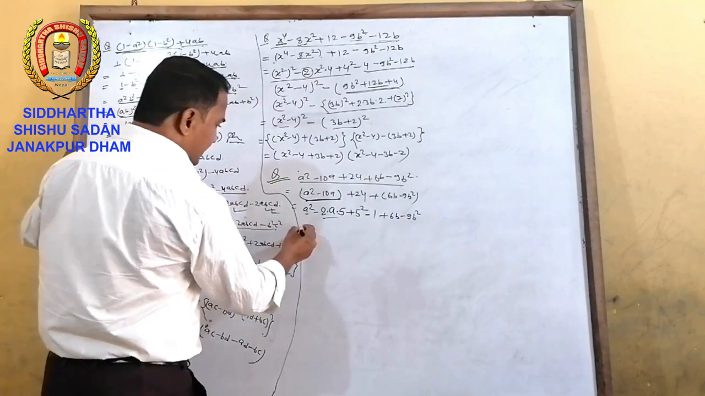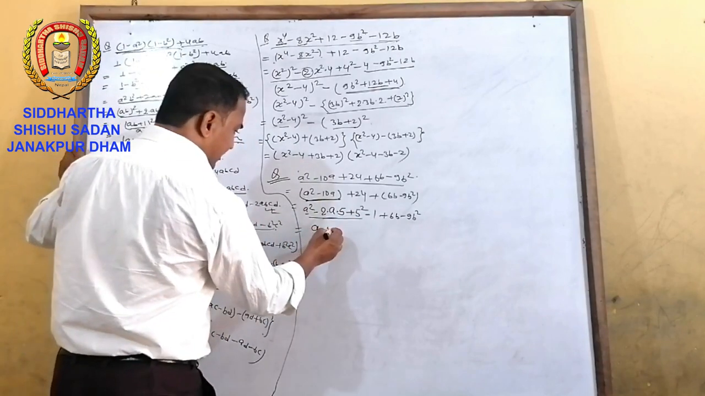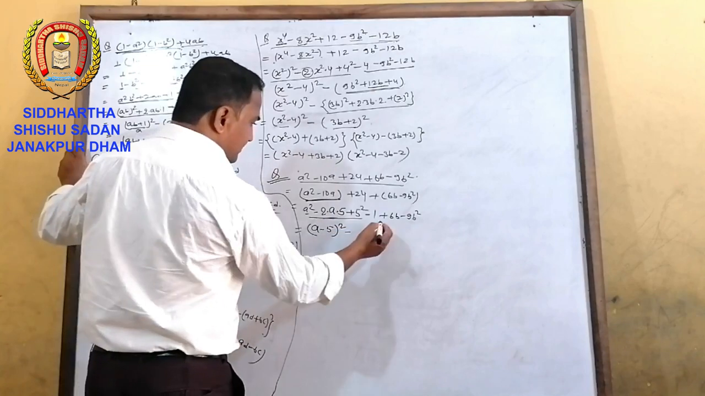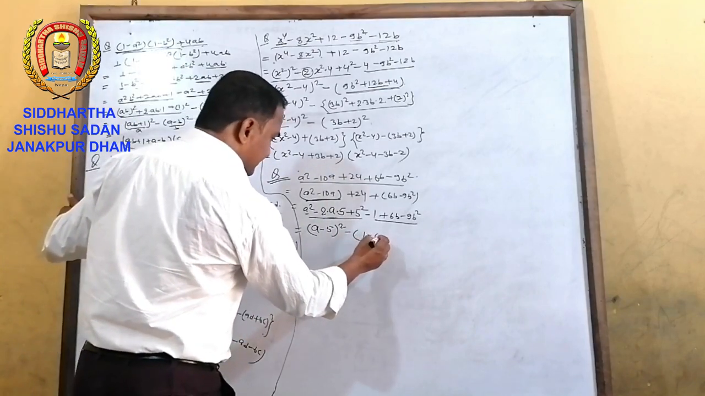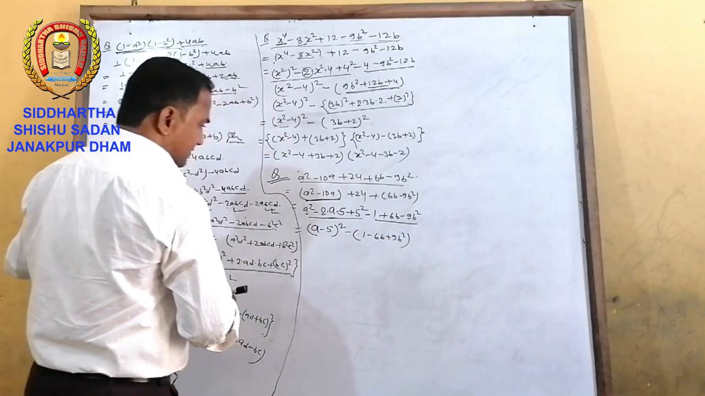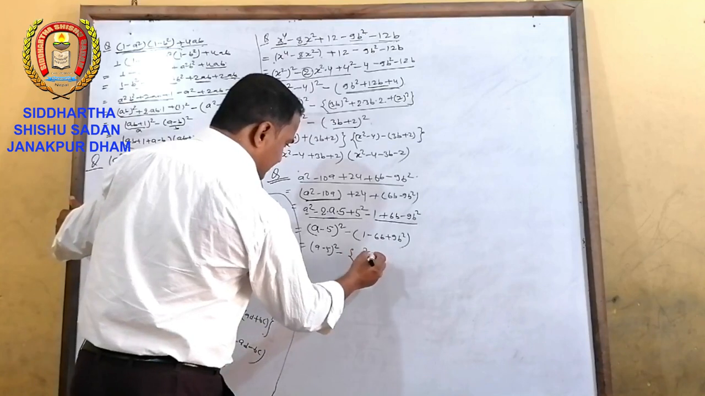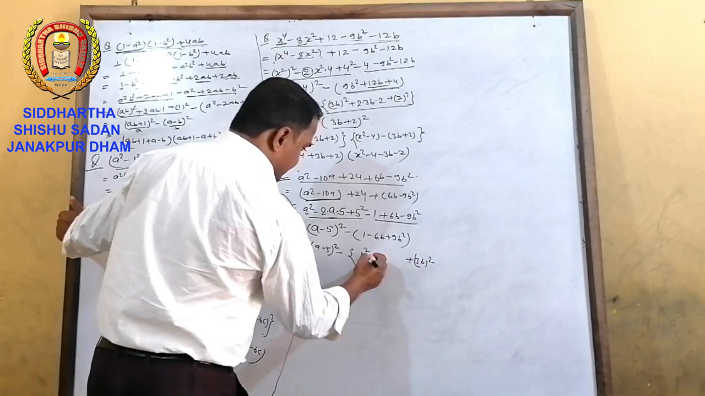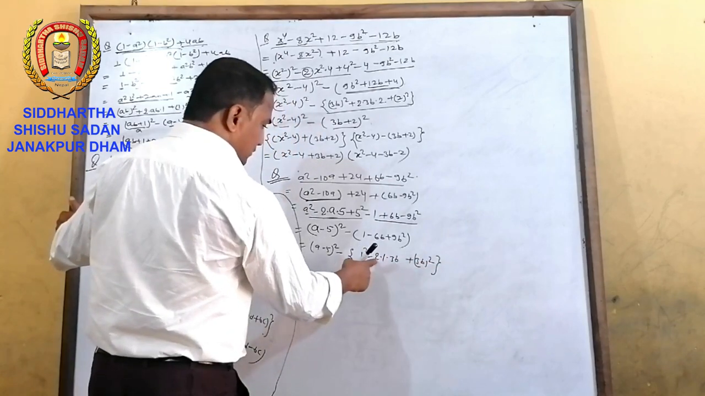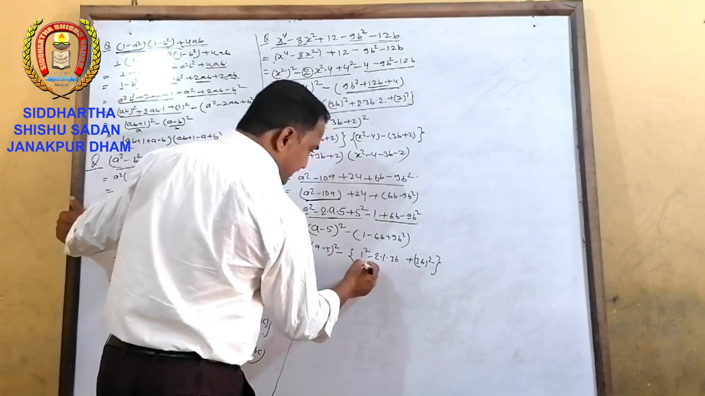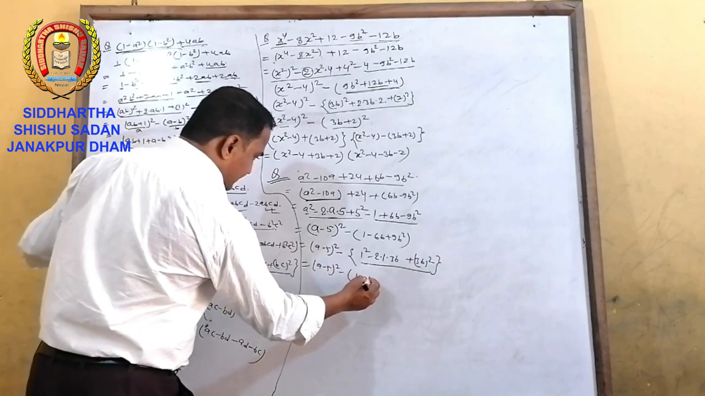Look here, it is in the form of a minus b whole square, so a minus 5 whole square. Take minus common from these three terms: minus 1 minus 6b plus 9b square. Look here, a minus 5 whole square minus, it is 1 square plus 3b square minus 2 into a, which is 1, and b, which is 3b. It means 2ab, 2 times 3 is 6b. It means it is a perfect square: a minus 5 whole square minus 1 minus 3b whole square.